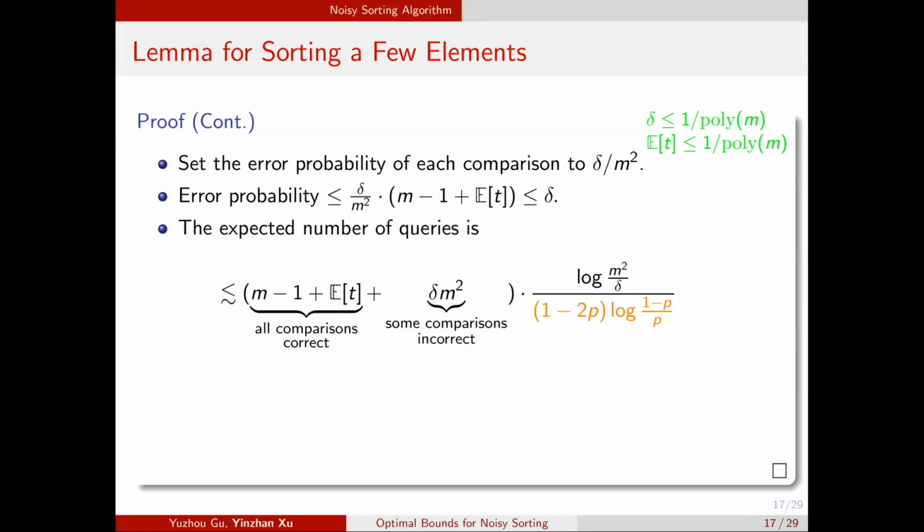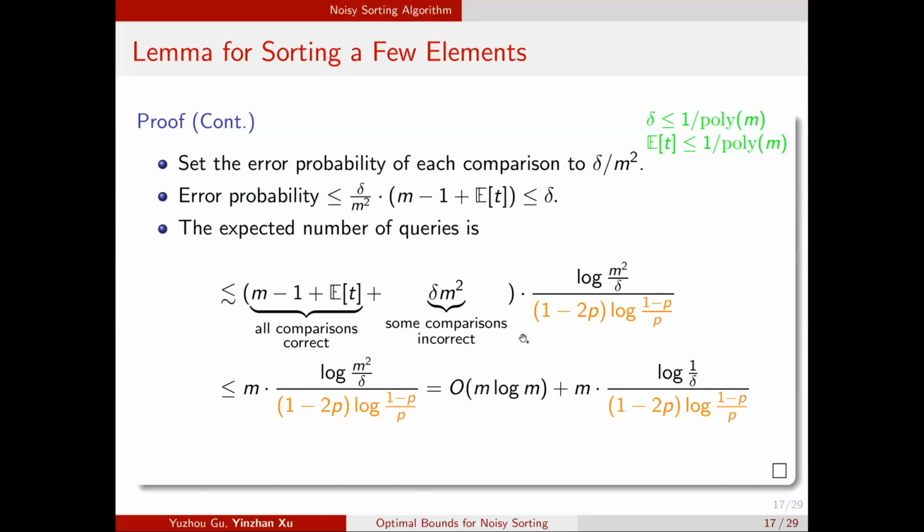case. Therefore, and because delta and the expected value of t are both small, we can upper bound this coefficient by m, and then we can further simplify the number of queries as the following, which is the desired upper bound of the lemma.